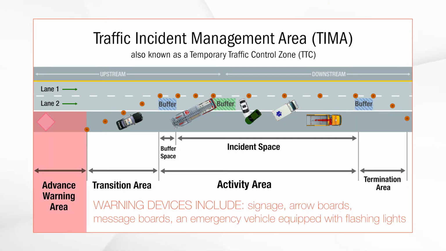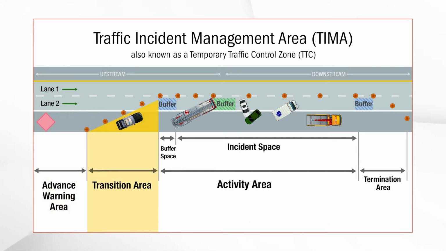Advanced Warning Area, where signage, arrow boards, message boards, and other devices warn oncoming traffic that an emergency scene is ahead. Transition Area, where channelizing devices like cones close lanes of traffic and notify oncoming traffic how to navigate around the incident.